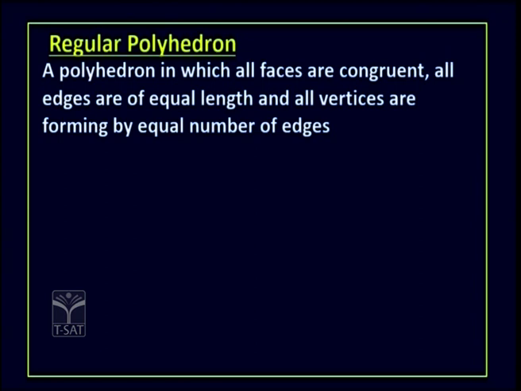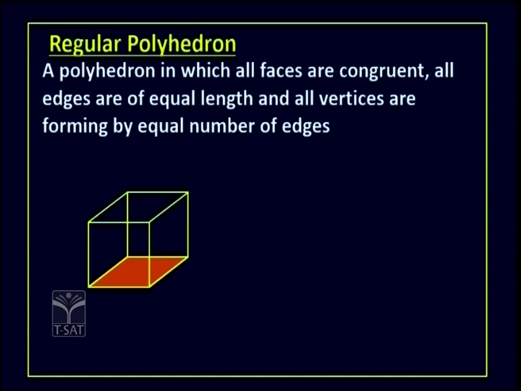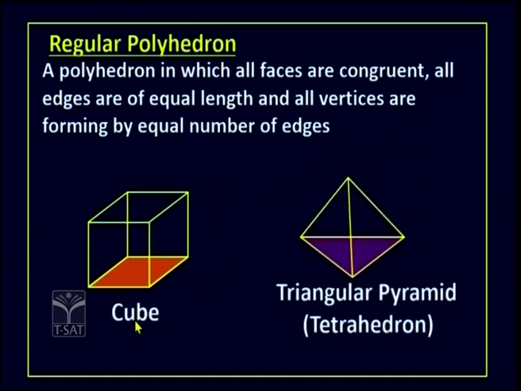A polyhedron in which all faces are congruent, all edges are of equal length, and all vertices are formed by an equal number of edges. Children, here you can observe a cube, right? Here I am taking a cube. Here we will have 12 edges and 6 faces. All 6 faces must be congruent, meaning they should have the same area, same shape and same size. And all 12 edges must be equal in length. Then we can call a cube a regular polyhedron.